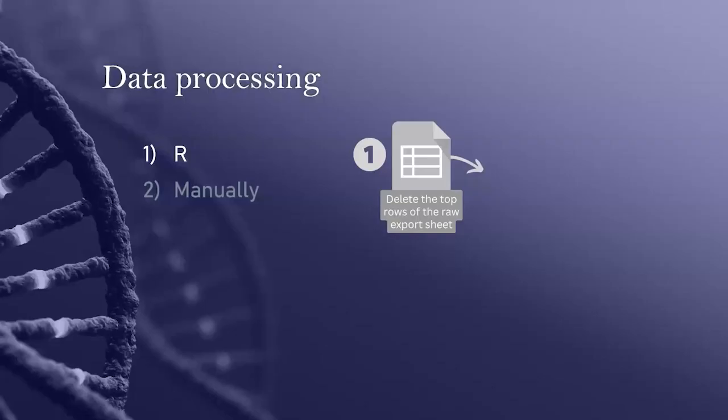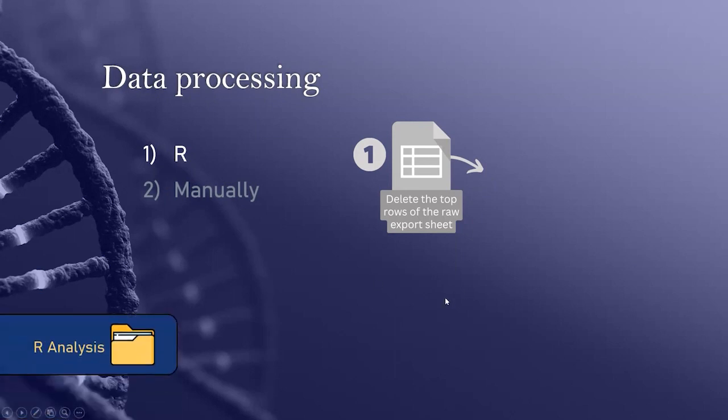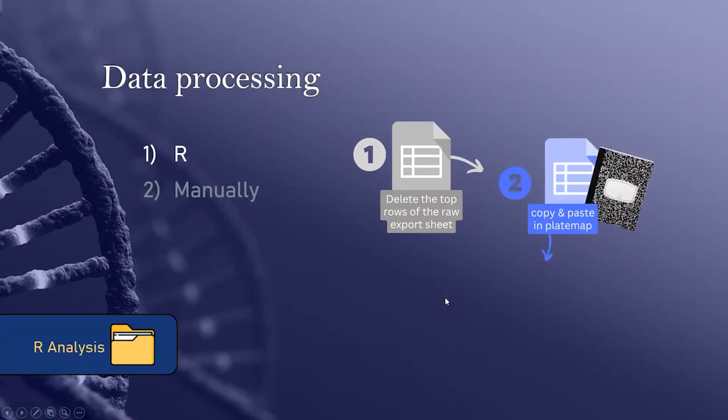Now that we have talked about data exporting, we're ready to begin with data processing or analysis. The first method we're going to look at is the one I mentioned at the top of the presentation that uses R code. As you will notice, we have already done step 1 here of deleting those top rows off of the sheet. So we've also performed the second step of importing a plate map that we should have typed up before running the experiments.